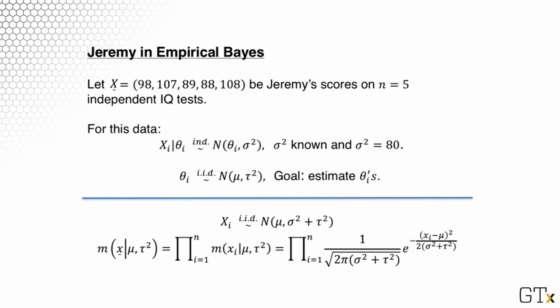The best thing would be to take a look at some example. Let's assume that Jeremy took 6 IQ tests and that his scores are 98, 107, 90, 89, 88, and 108. If you get x bar here, this would be 98. So the average of these scores would be 98.